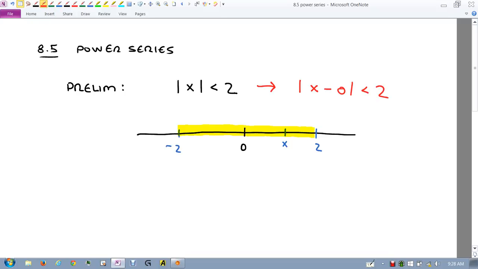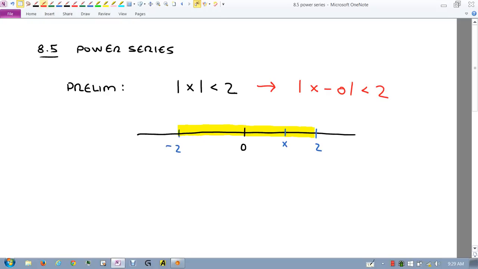That's the same expression. The absolute value of x minus 0 is less than 2. This is saying, look at the absolute value as a distance. The distance between some value x and 0 is smaller than 2. So you have x, you have 0. The distance between these two is less than 2. So I can be on the right side of 0, or I could be on the left side of 0. I just have to be within 2 units of it on each side.